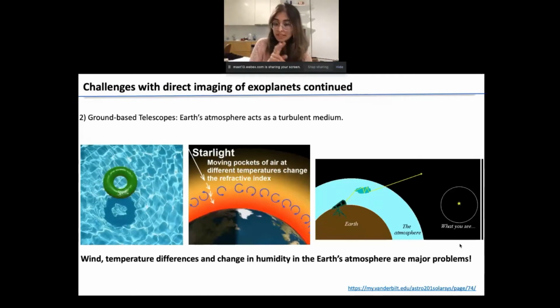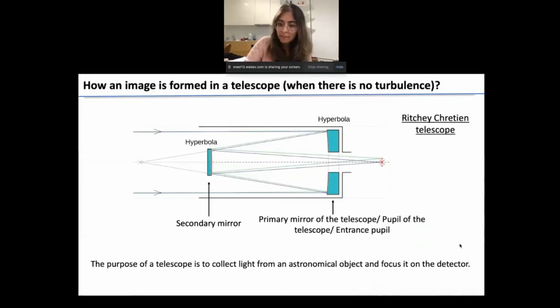Okay, so these are the two main problems with imaging, taking an image of an exoplanet. I'm not really sure how much you guys know about telescopes, but I'm going to give you a very quick idea. You don't need to understand everything. In order for me to make you understand how you block an image of a star, I need to show you first how an image is formed in a telescope.